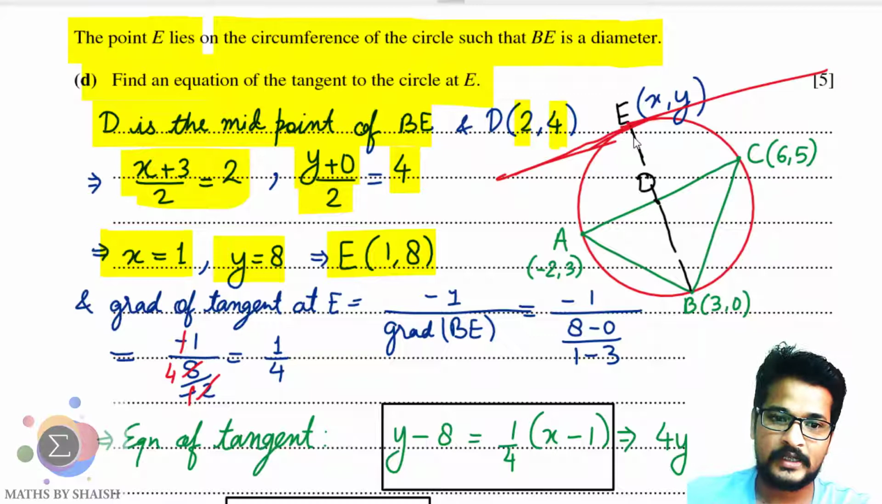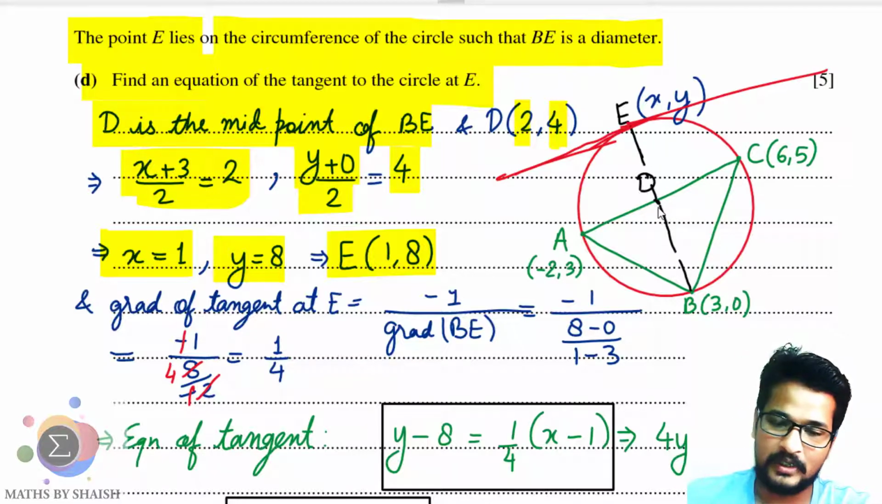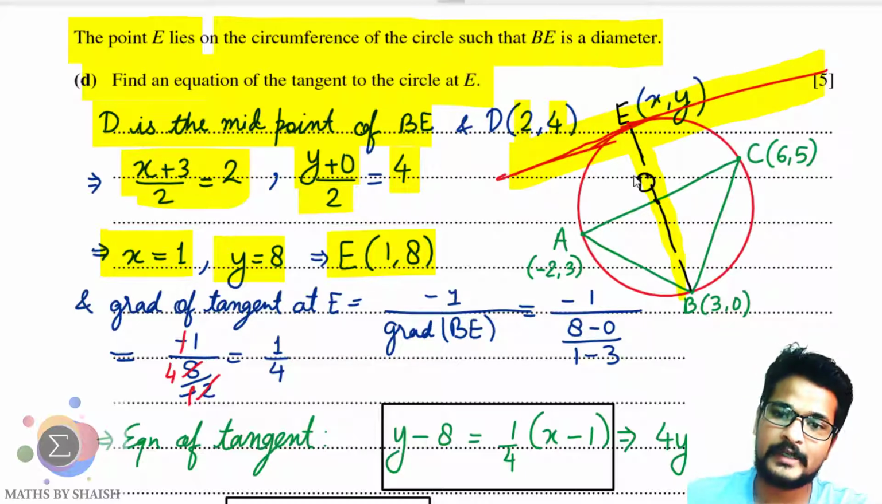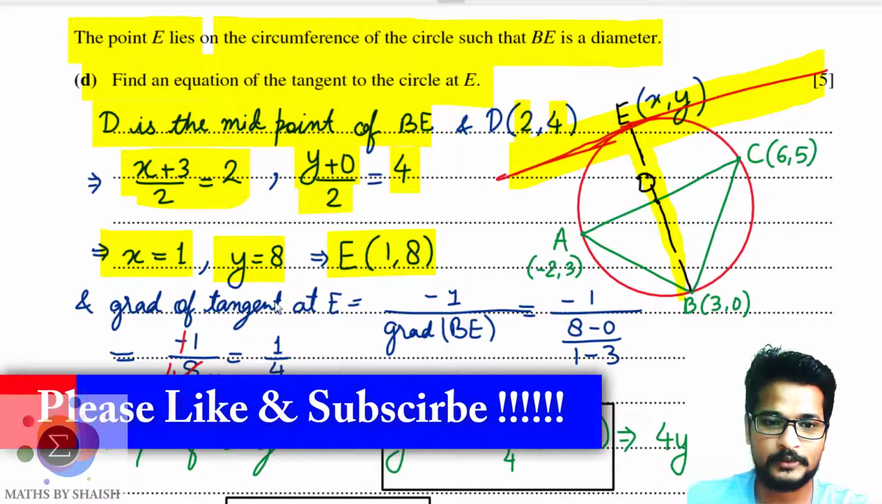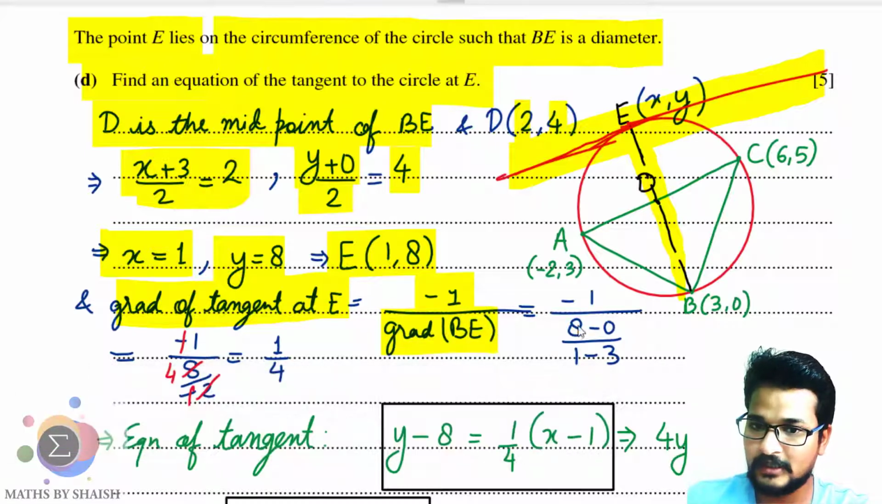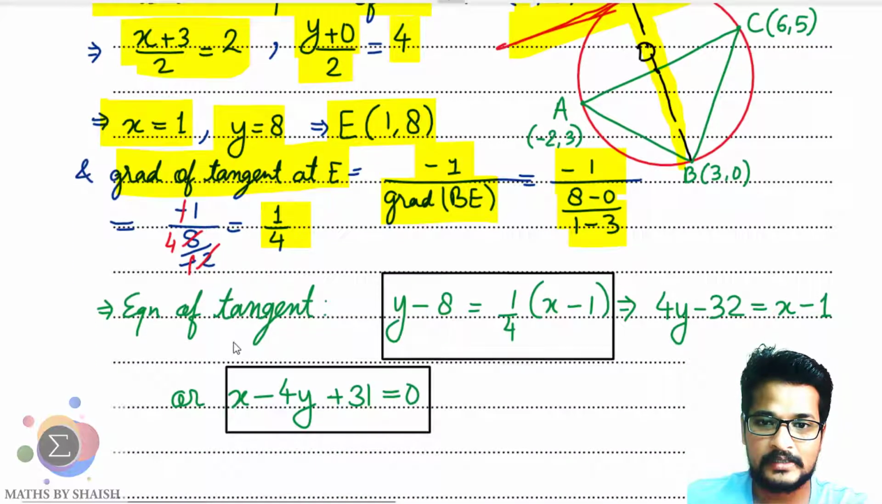So point E is done. Next is the gradient. The gradient of the tangent would be the negative reciprocal of the gradient of BE, because that's the gradient of this radius line, and we know that the angle between the radius and the tangent at the contact point is 90 degrees. So we'll find the gradient of the tangent at E as -1 over the gradient of BE. The BE gradient is 8 minus 0 over 1 minus 3. So we got this as 1/4 after solving.